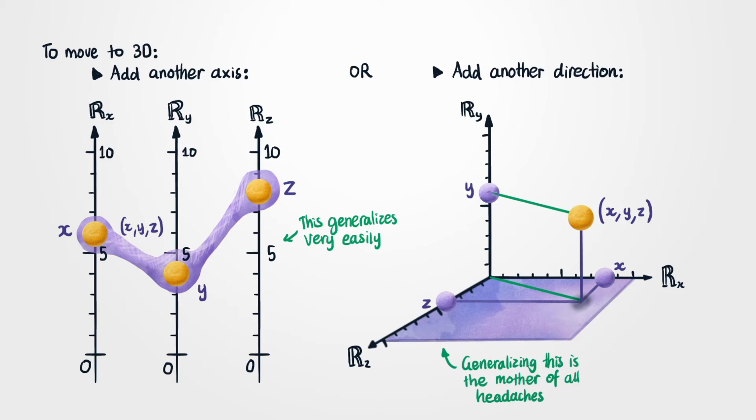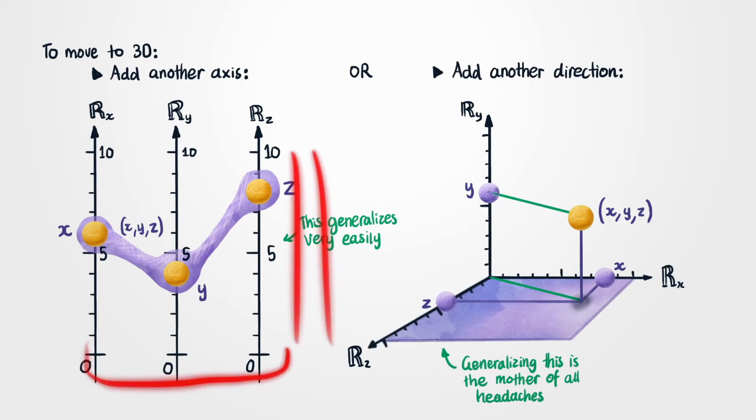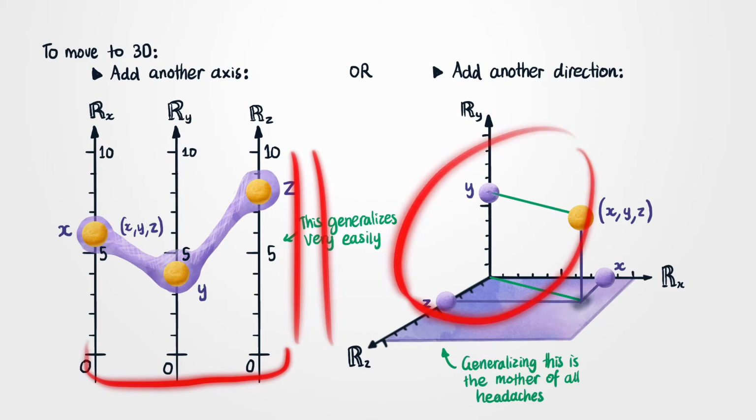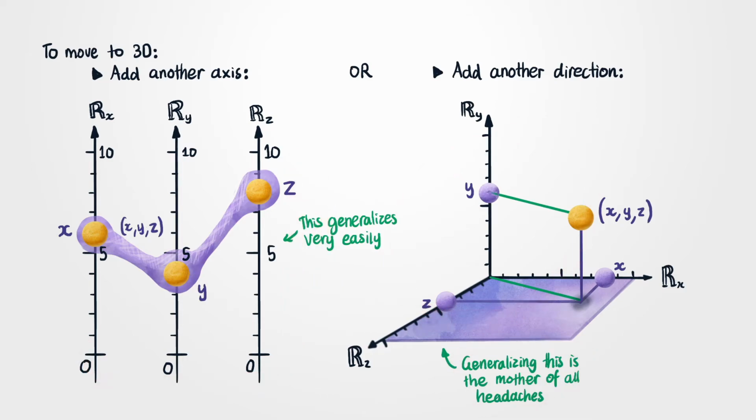So to summarize, this picture over here generalizes to 4 and 5 dimensions very easily. But this picture on the right does not generalize nicely at all. In fact, generalizing it, I'm going to call the mother of all headaches. If you want to really see what a 4-dimensional shape looks like, and you don't mind a bit of a headache, feel free to just look up 4-dimensional shapes. But I'm warning you, it is going to give you a headache.